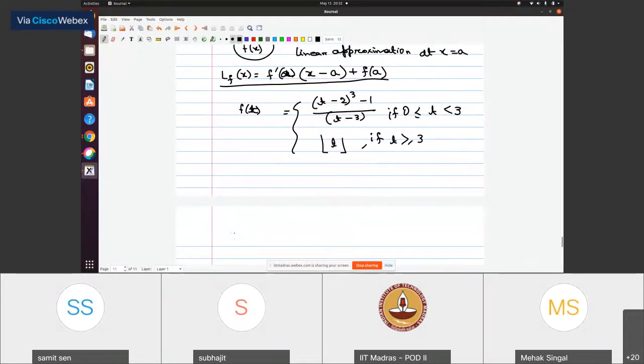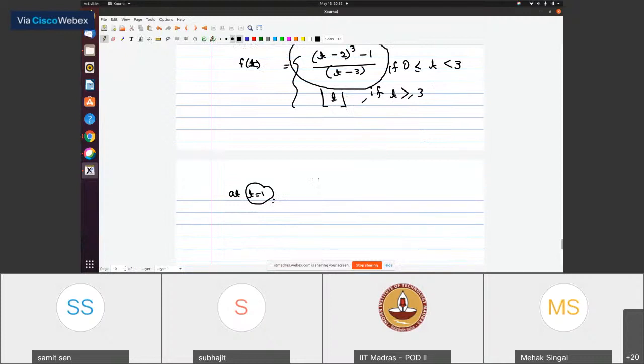So now you have to calculate the linear approximation at the point t equal to 1. When t equal to 1, which part will you take as your function? This part, right? Yes, sir, because t equal to 1 lies in the interval 0 to 3. So at t equal to 1, I have to take the function (t minus 2) cube minus 1 by (t minus 3), and I will have to take the derivative of this function.